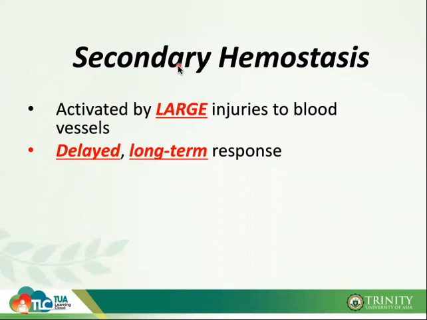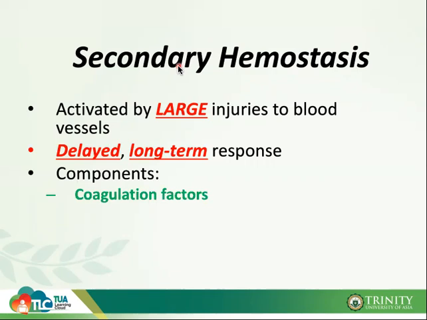So the components of your secondary hemostasis are as follows: your coagulation factors and your coagulation inhibitors. Your coagulation factors are those that promote coagulation. We also call these your procoagulants. And your coagulation inhibitors, obviously, prevent any unwanted clot formation inside your blood vessels. Coagulation inhibitors are also found in your blood, to prevent any unwanted coagulation.